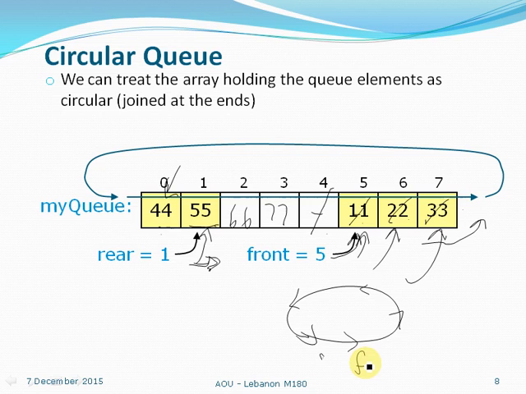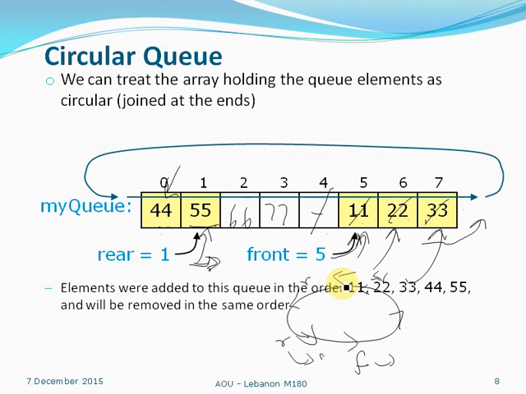Front will move following the rear. Rear will be over here moving. So in this fashion, this is called a circular queue. So elements were added to the queue in the order of 11, 22, 33, 44 and 55 and will be removed in the same order.